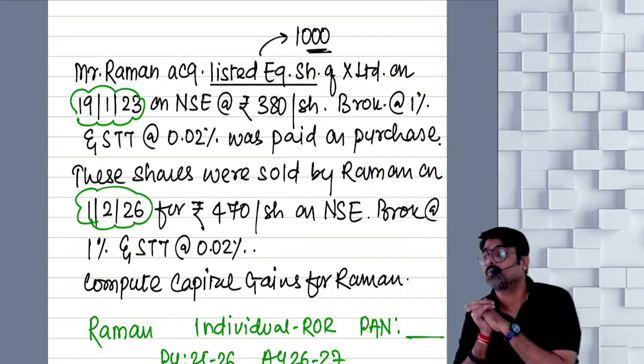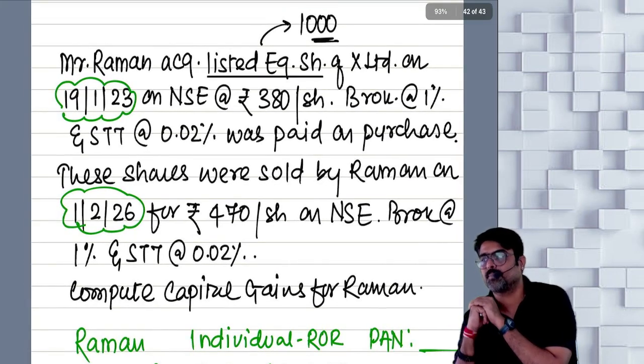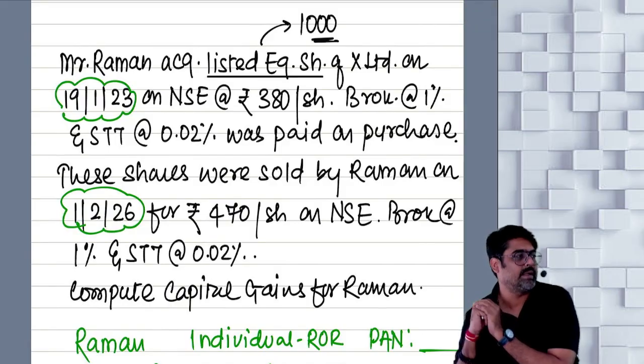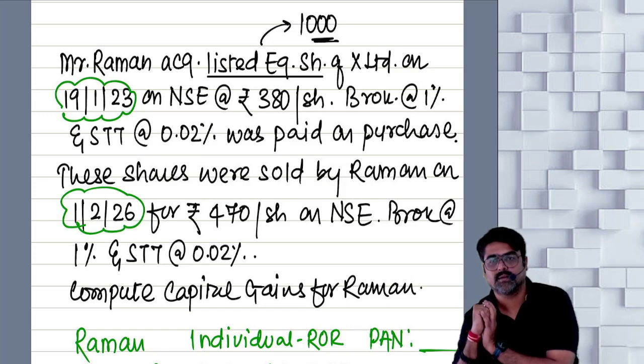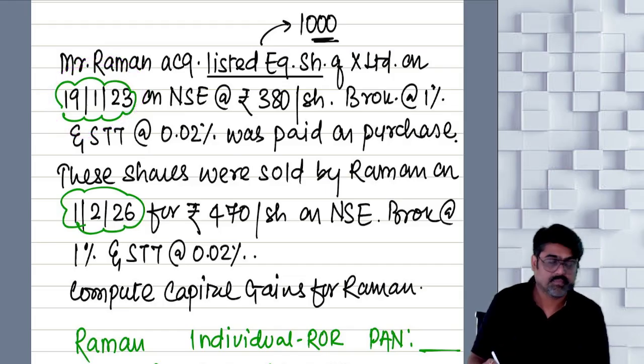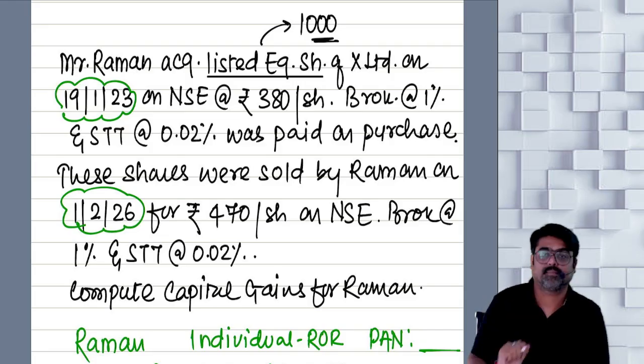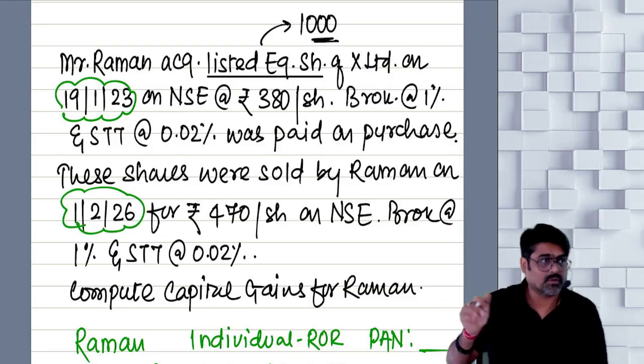If in that same question, the listed equity shares were purchased on 19th of November 2017, meaning prior to 1st February 2018. And the fair market value is also given in the question.